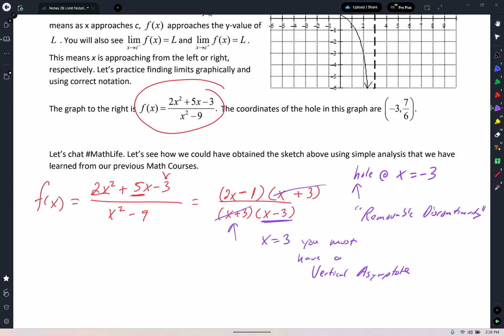Now, what about this one, negative 3? Well, these factors canceled out, so I have a hole at negative 3.